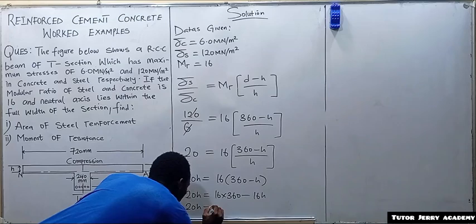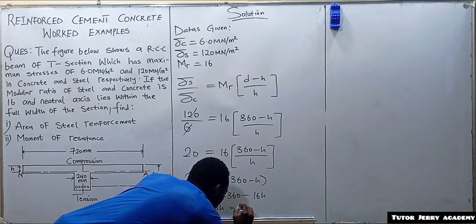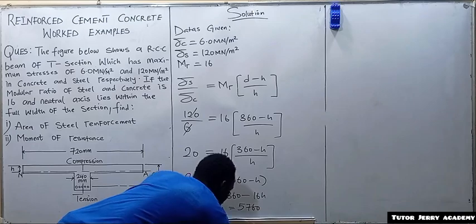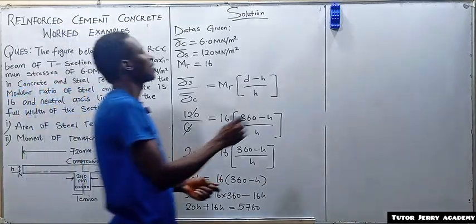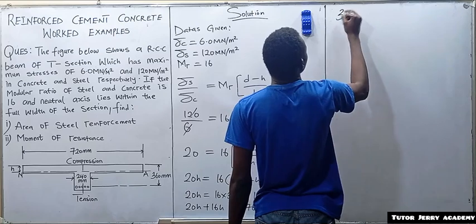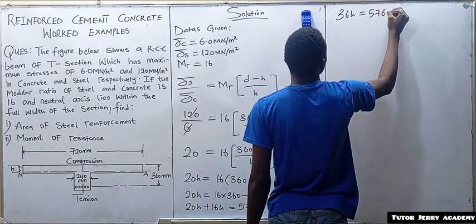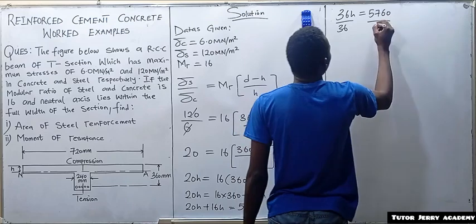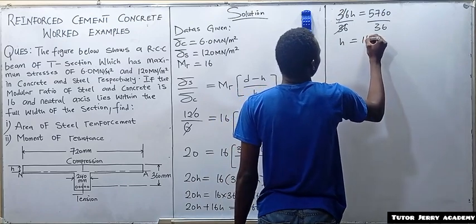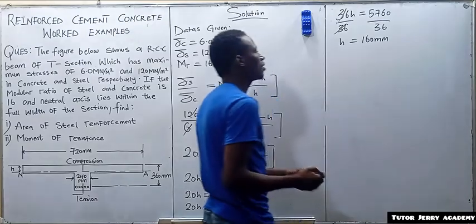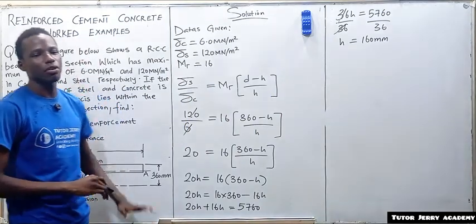So this will be 20h plus 16h equal to 5,760. 20h plus 16h is nothing but 36h. So we have 36h equal to 5,760. If we divide both sides by 36, h will be equal to 160 millimeters. Now this is our value for h, which is the distance from the neutral axis to the compression face.